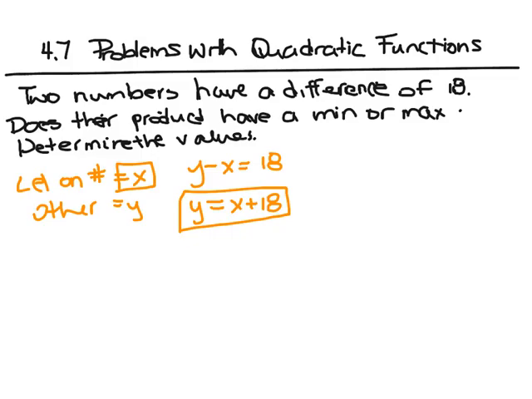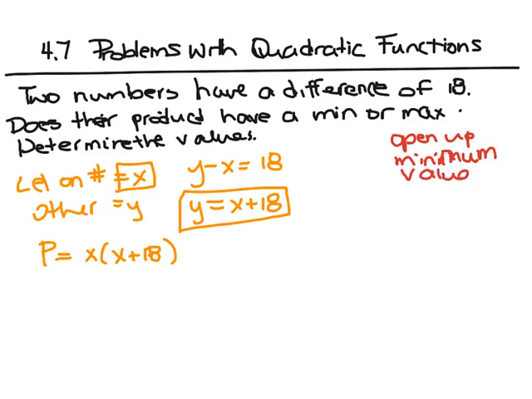Does their product have a minimum or maximum? So we want to know what their product is. So let's say P equals x times x plus 18. And if we look at this, our a is positive in front of our x squared. So we know that it's going to open up. So if it opens up, that means we have a minimum value. That could look like an M. So we know that there's going to be a minimum value.